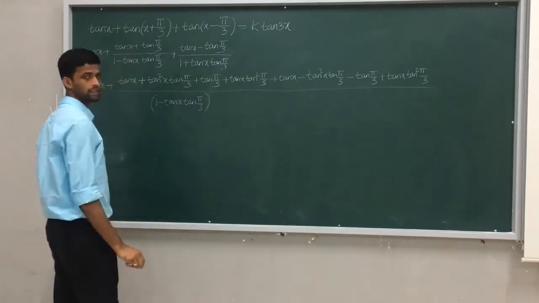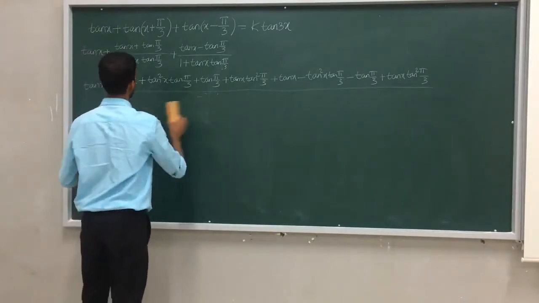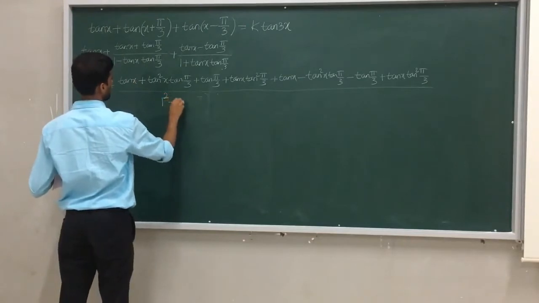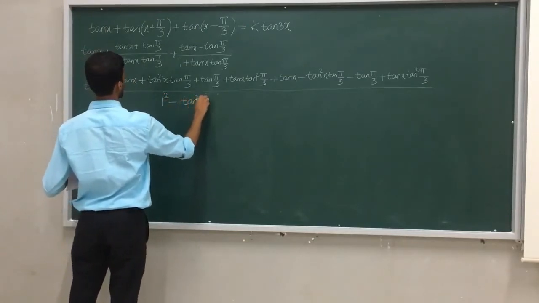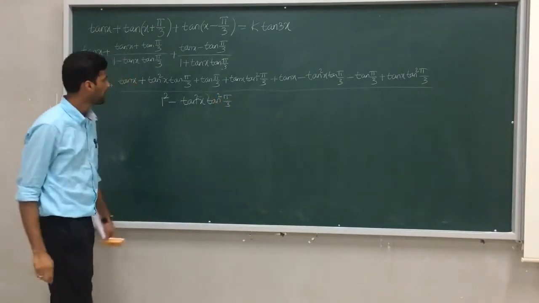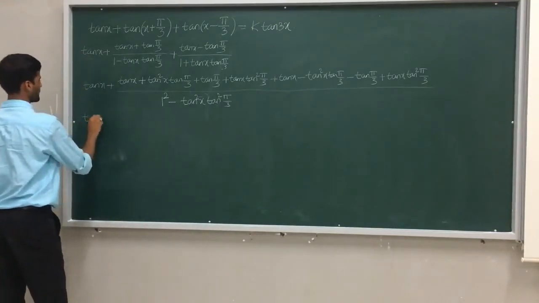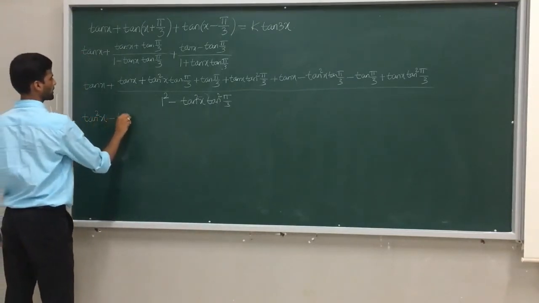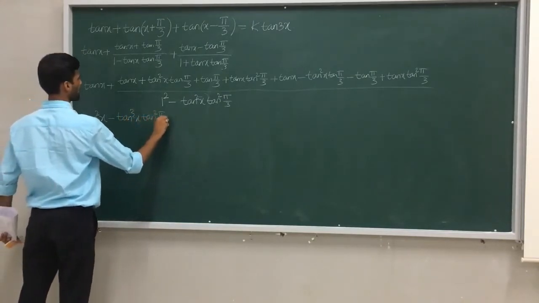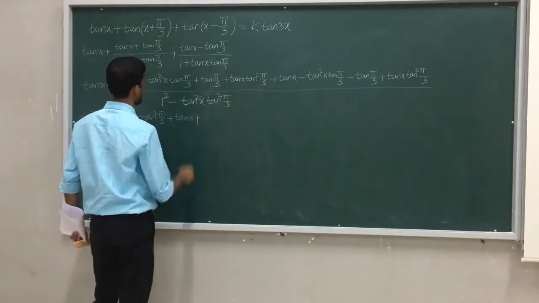into 1 plus, I'll write in a shorter way to reduce my work. It looks like a minus b into a plus b, a square minus b square, that is tan square x into tan square pi by 3. Now I will multiply here. So this answer becomes tan square x minus tan cube x into tan square pi by 3 plus tan x plus tan pi by 3.